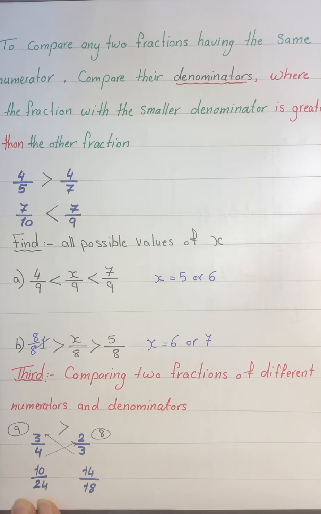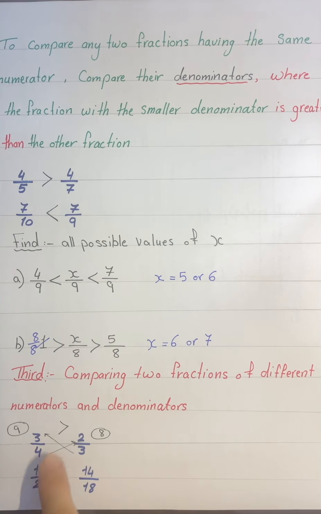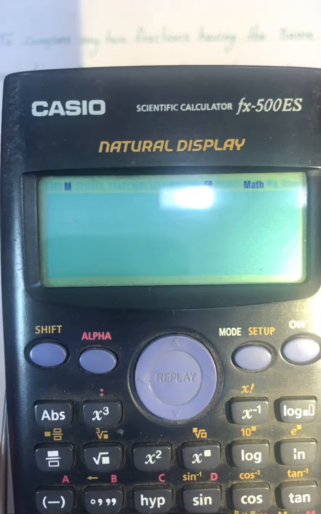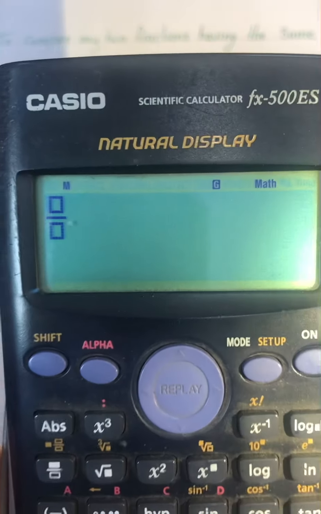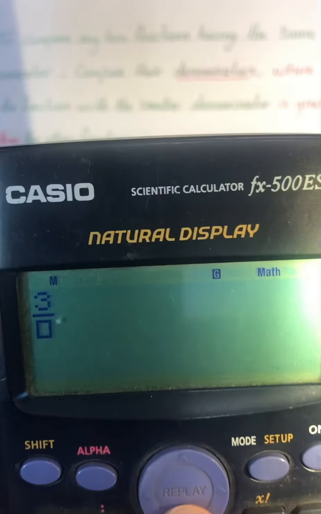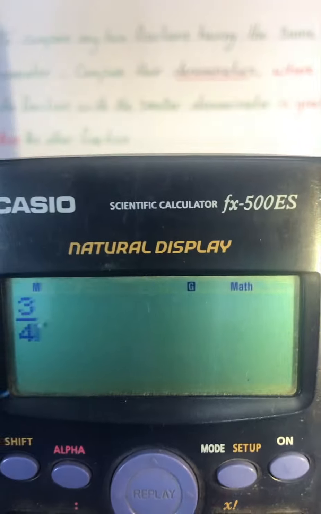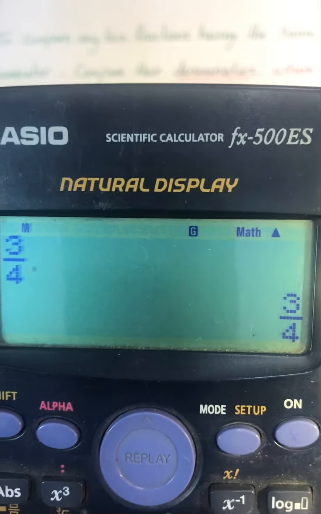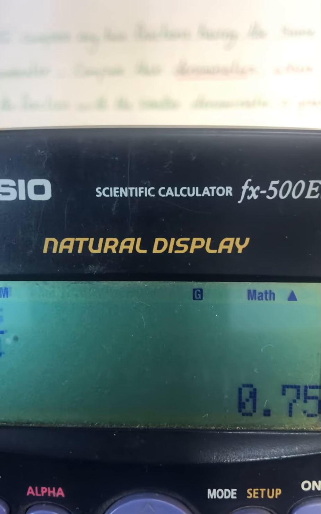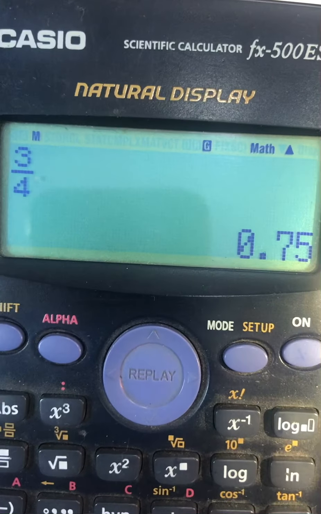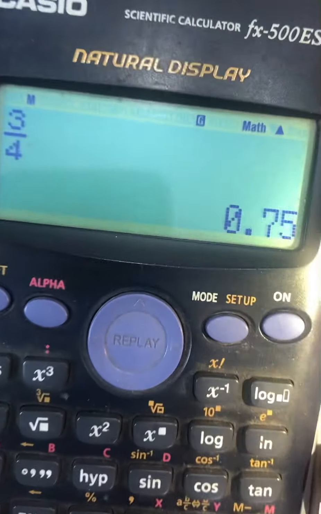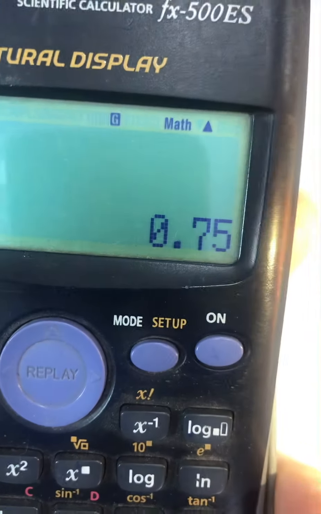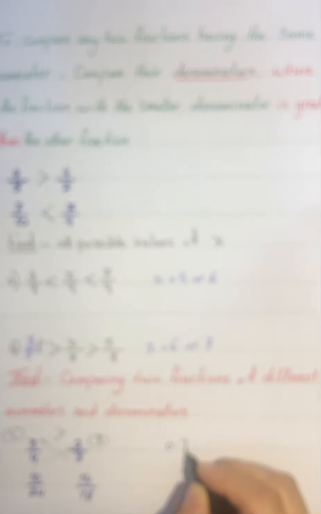In this year, I have a calculator. Can I use it? Yes. If I want to change this fraction into a decimal, write the fraction here, 3/4, equals 0.75. It means 0 point, here, right, 0 point.